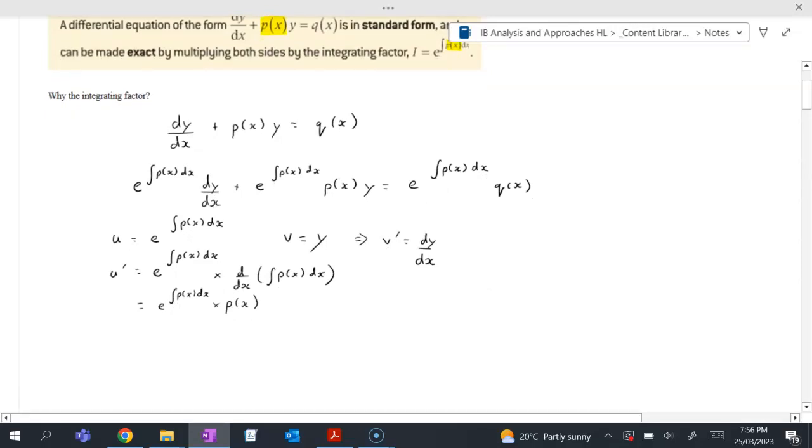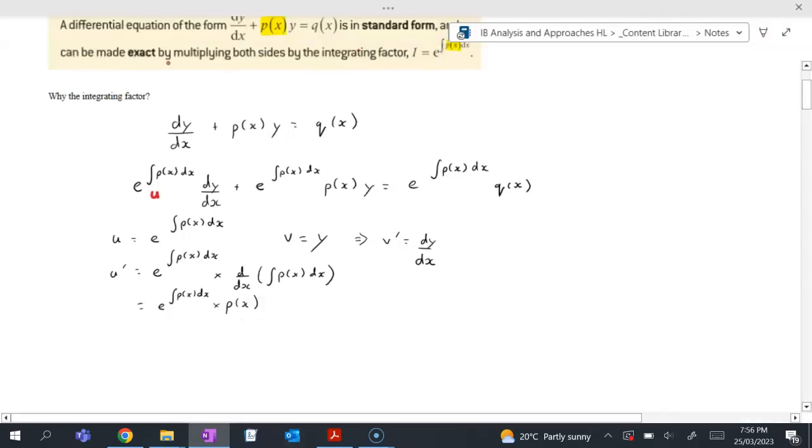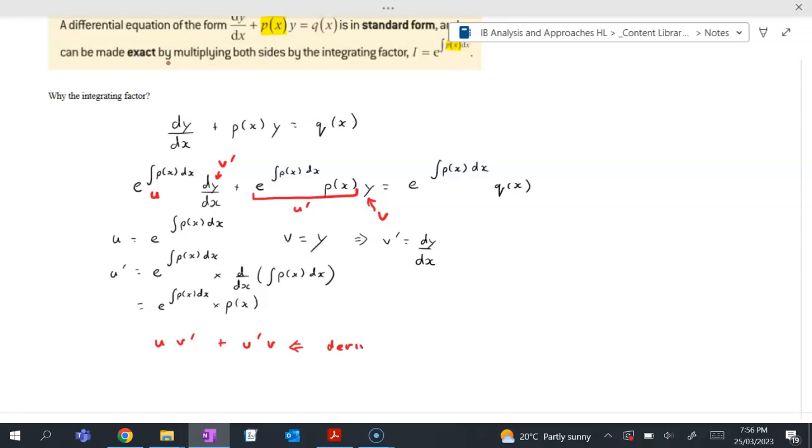And so if you look carefully, what we've got here is u v dash, and all of this is u dash, and this is v. So on this left-hand side, we have u v dash plus u dash v. And so what does that mean? Well, this is the derivative of u times v by the product rule.